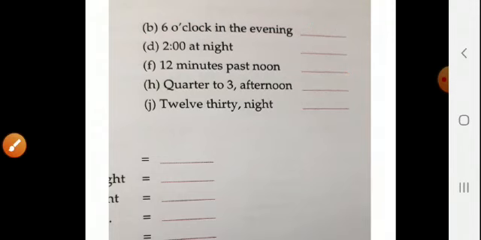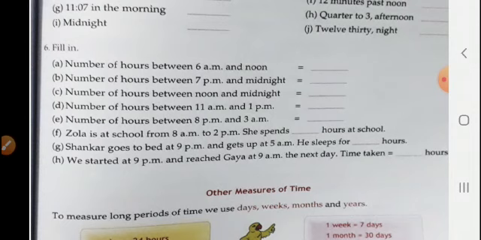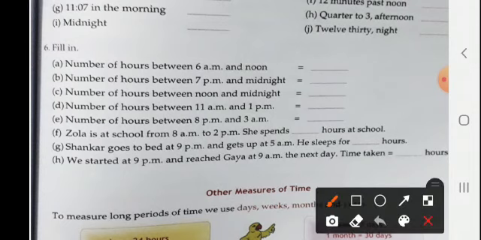Now the last part of this exercise is the sixth one. Sixth one, fill in. That means fill-ups are there. So let's start. Number of hours between 6 AM and noon. We know what is the meaning of noon here. Here noon means 12. 6 to 12, how many hours are there? Count it fast, then I will tell you. 7, 8, 9, 10, 11, 12. How many hours? 6. So the correct answer is 6.